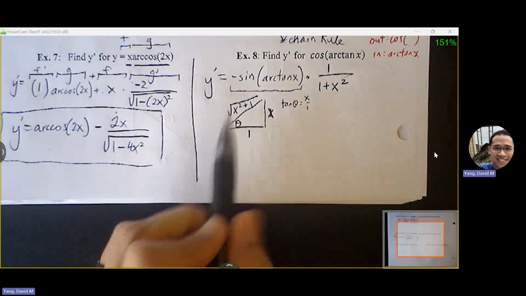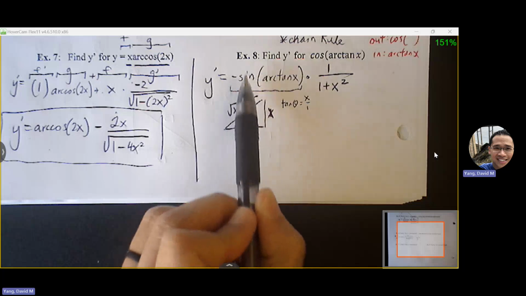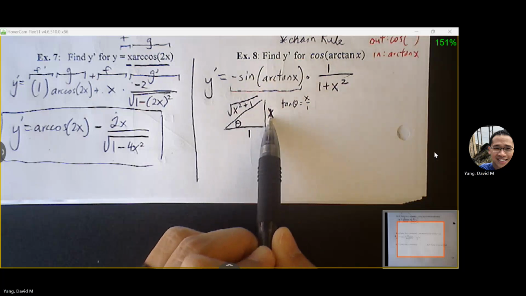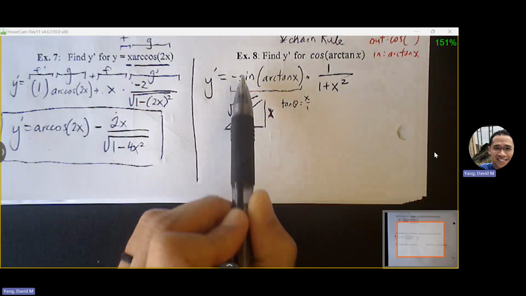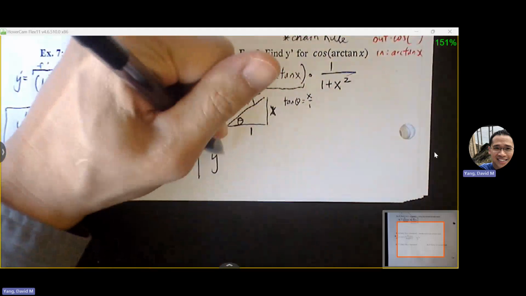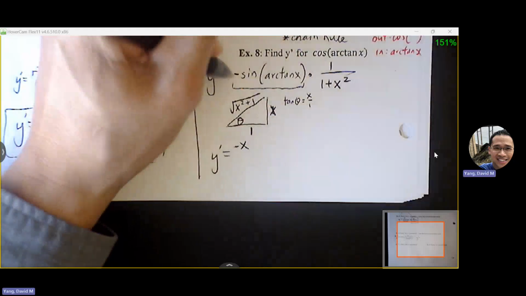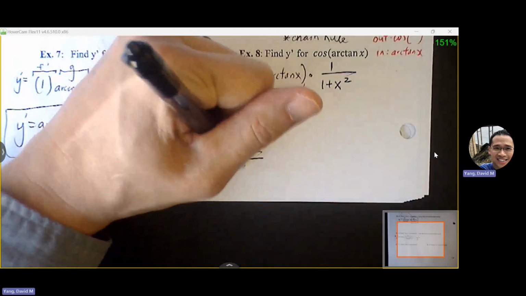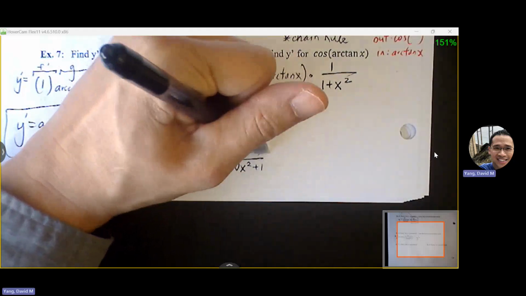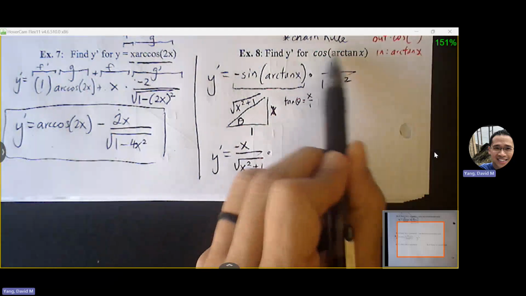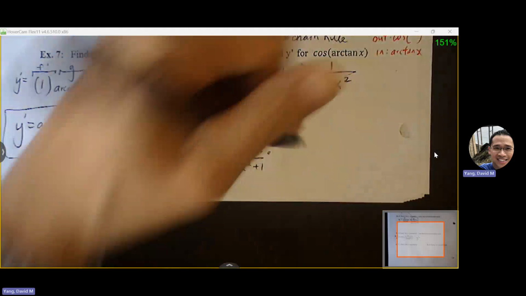And now we can turn around and figure out what we really want, which is sine of theta. So sine is opposite over hypotenuse with a negative in front. So y prime is equal to the opposite with a negative in front over root x squared plus 1. Opposite over hypotenuse, and then fill out the rest of what we have already, 1 over 1 plus x squared.